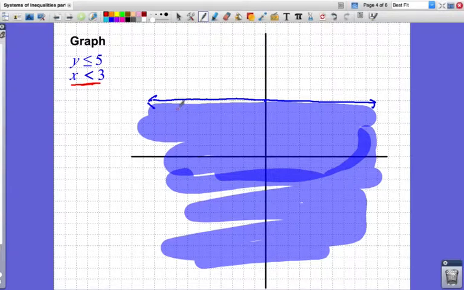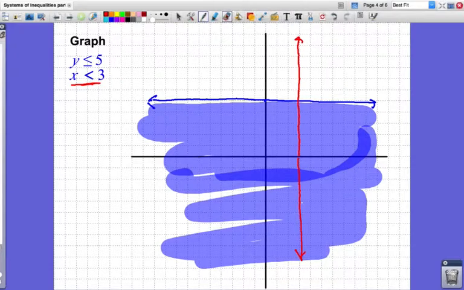So I need to graph my line of x is less than 3. That would be 1, 2, 3. So here's x is 3, so I have a vertical line here for x is equal to 3. And then now I realize I just made a mistake. This says x is less than 3.